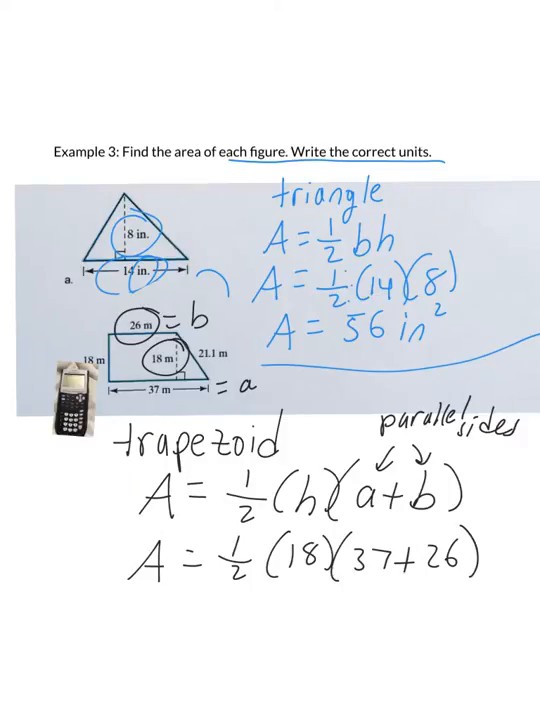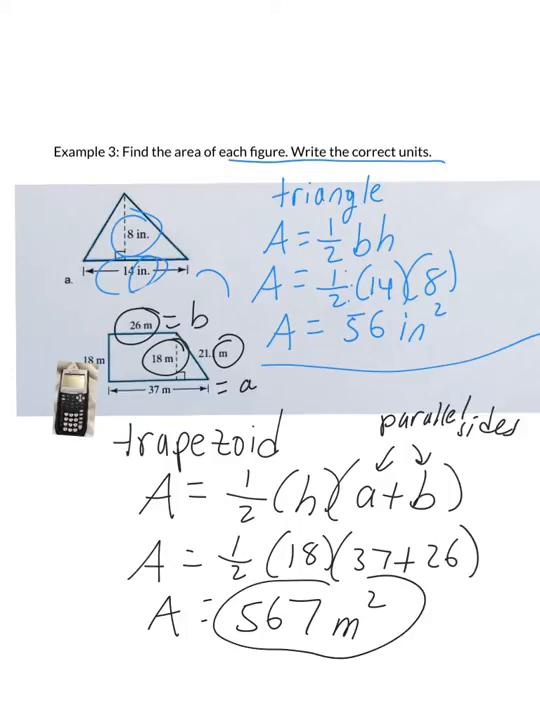So jotting that down, the area is 567. The units of the original picture were m for meters, but we should square them whenever we're talking area in this course. So 567 meters squared is the final answer for the trapezoid in part B.